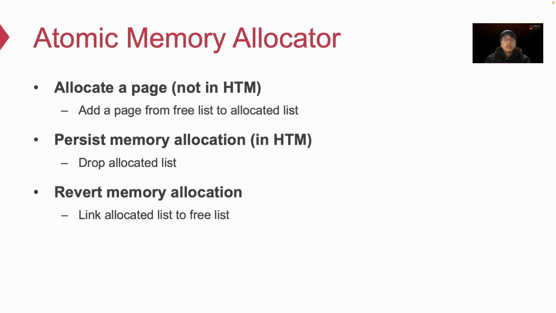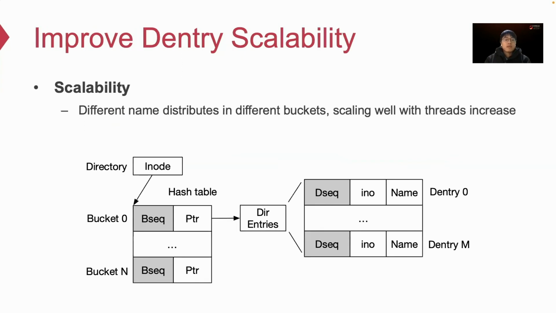When we need to allocate a new page, we just allocate a page from the free list and record it into the allocated list. When we need to persist the memory allocation, we just drop the allocated list in the same HTM with other visible writes to persist the allocation atomically. If a crash happens before the memory allocation is persisted, HTMFS simply links the allocated list to the free list after reboot.